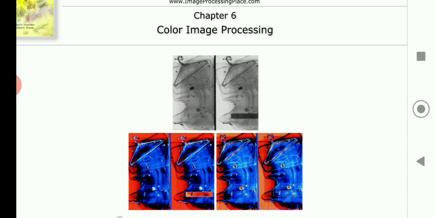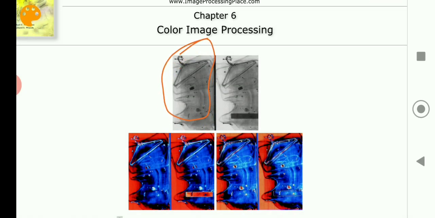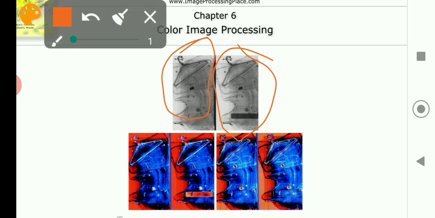Whatever image you see on the left side contains only ordinary articles. You can observe there is a hanger and other things, just normal ordinary things. But in the image you see on the right side, there is one small change. I hope you can observe this thing, which is not present in the other image. This is nothing but a plastic explosive.